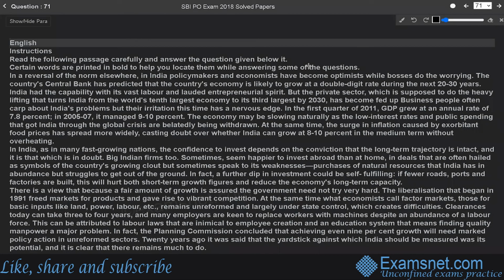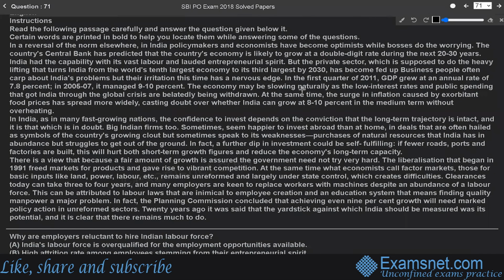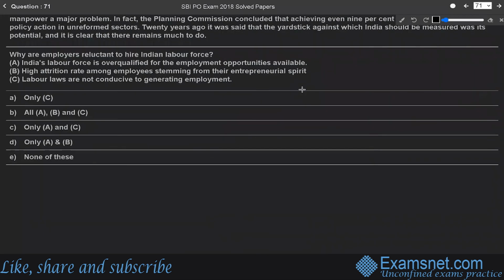Next question has the instructions. Read the following passage carefully and answer the questions given below it. Certain words are printed in bold to help you locate them while answering some of the questions. The first part of the question here is, why are employers reluctant to hire Indian labor force?